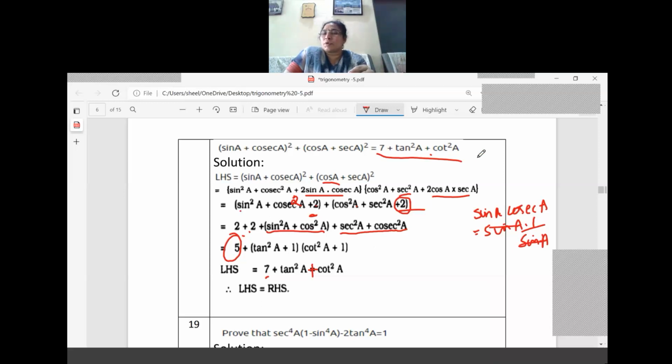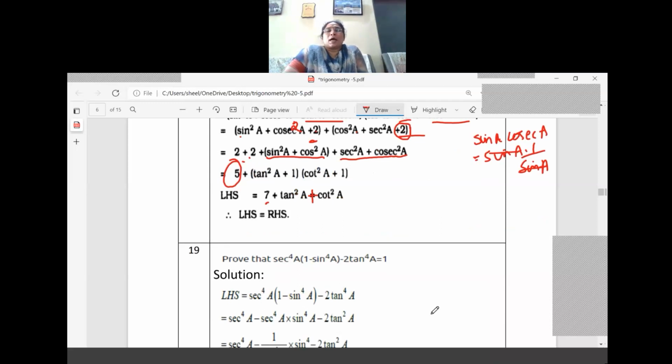Now, if you go for the RHS, what is happening there? 7 is there, but we are having only 5, and we are having sec square A and cosec square A there. We are not having tan square A and cot square A. So that identity we are using. Finally, what are we getting? 7 plus tan square A plus cot square A.